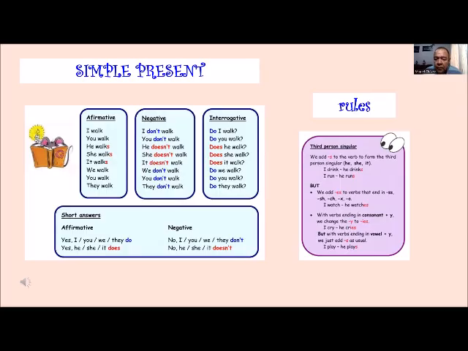Rules for the third person singular. We add s to the verb to form the third person singular: he, she, or it. I drink, he drinks. I run, he runs. But we add es to verbs that end in ss, sh, ch, x, or o. I watch, he watches. With verbs ending in consonant plus y, we change the y to ies. I cry, he cries. But with verbs ending in vowel plus y, we just add s as usual. I play, he plays.